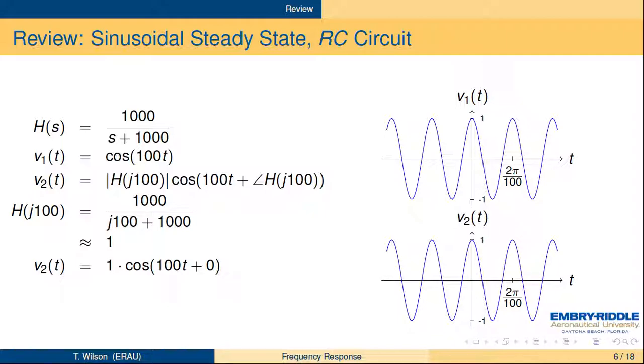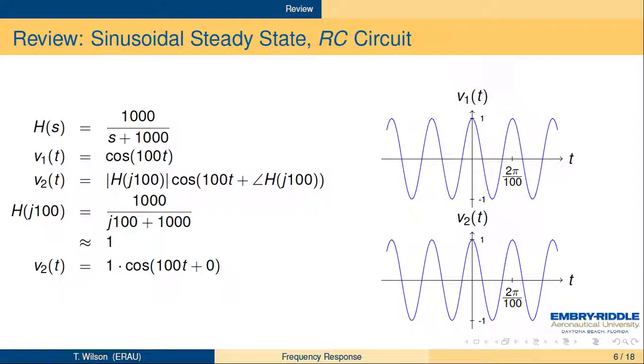So when the input is cos 100t, then we want |H(j100)| times cos(100t plus the angle of H(j100)). So we need H(j100), so you just plug in j100 wherever s is in H(s). Since 100 is a lot less than 1,000, a factor of 10, if you take 1,000 out, then you've got 1 in the numerator, and 1 plus j0.1 in the denominator.